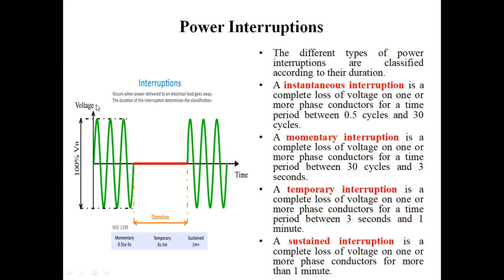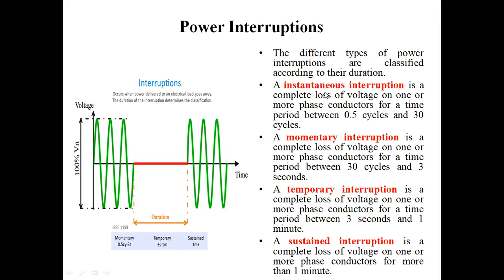Okay. This is the interruption waveform. This is the voltage, 100% VIN voltage. The x-axis is time. This is the IEEE 1159 standard. Based on the IEEE 1159 standard, we will consider this instantaneous, this momentary, this temporary, this sustained. Okay, first I will explain one by one. This is the first, the instantaneous interruption.